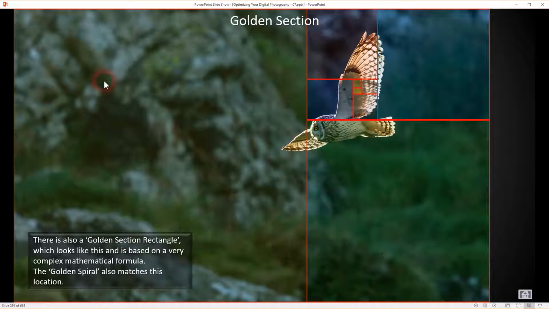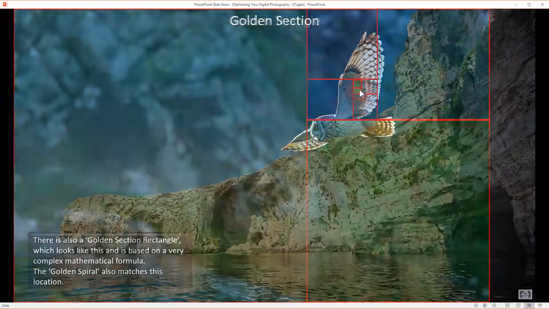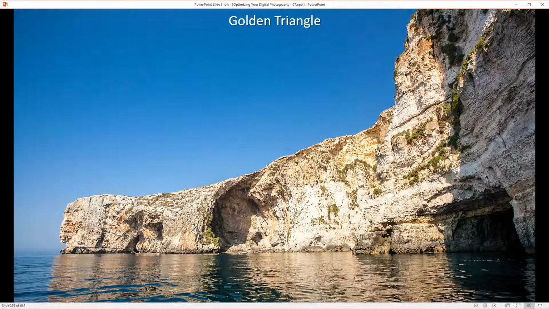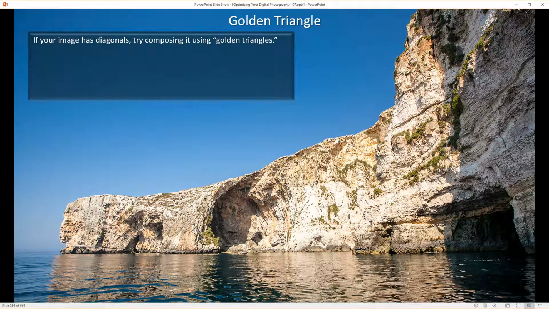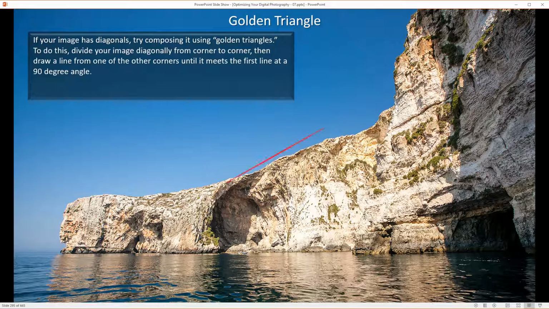The golden spiral, if you've seen these golden spirals, they all come to the same point. Golden triangle. There's lots of gold in this photography. If your image has diagonals, try composing it using the golden triangles. So to do this, we go from corner to corner, then we bisect it by a 90-degree angle line going to the other corner, and then we put our subject of interest within that area there.